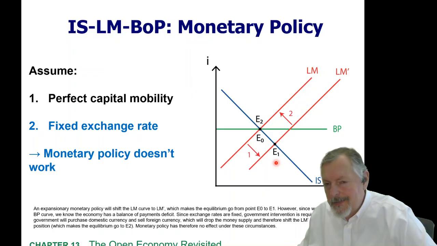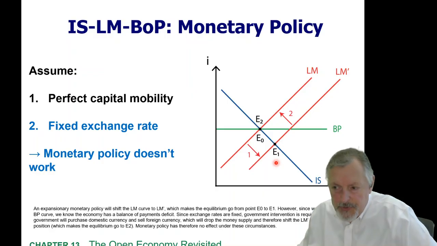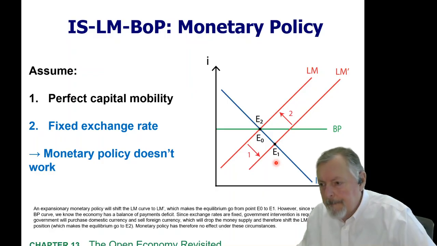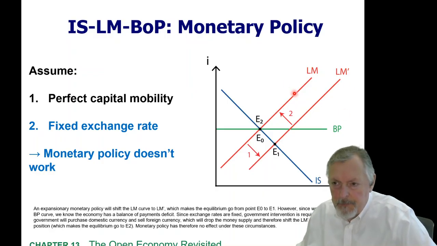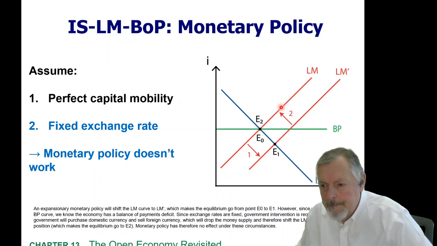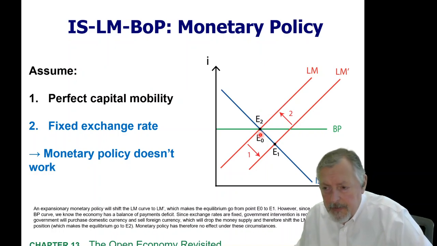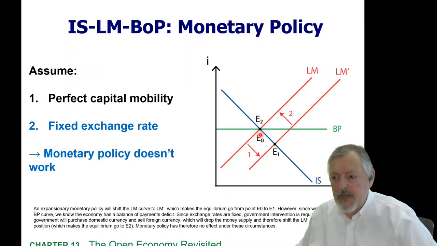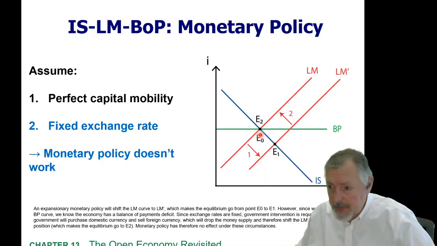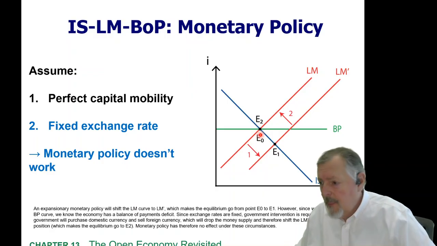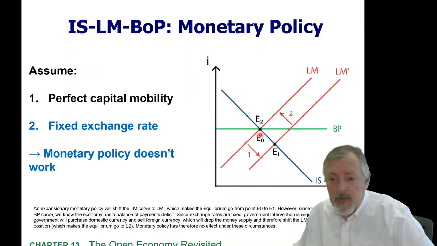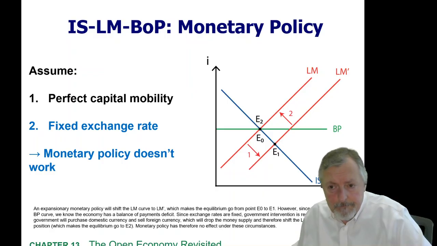But it also means that dollars are being extracted from the markets. The central bank is reducing the money supply. That shifts the LM curve back to where it began, and the equilibrium back to where it began. So if you have a flexible exchange rate, monetary policy works. But if you have a fixed exchange rate, as we've seen here, monetary policy will not work.